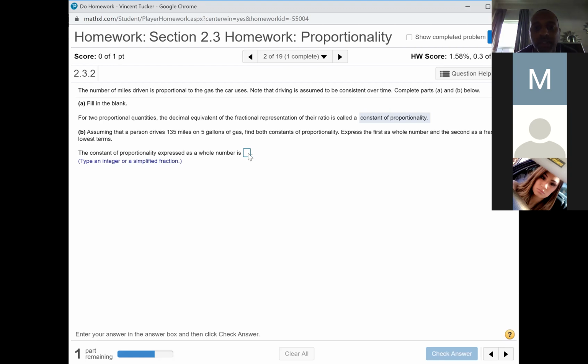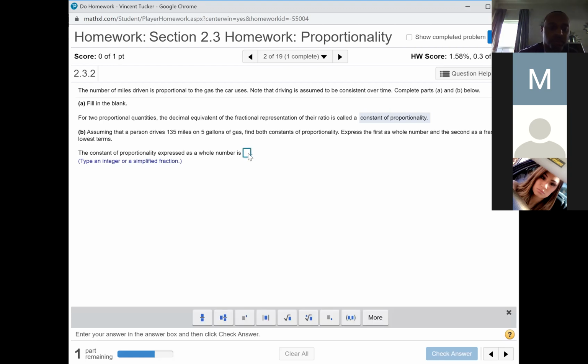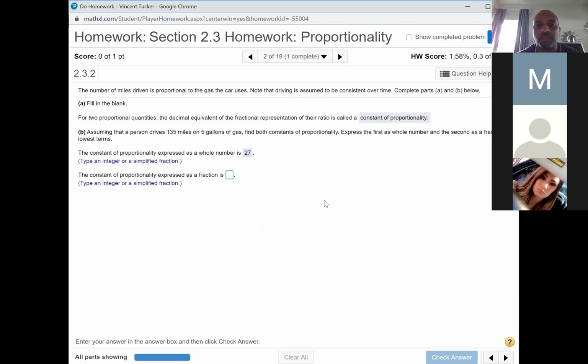I need to see if they got my books fixed. My book fixed. All right. So what I did here, it says that assuming that a person drives 135 miles on 5 gallons of gas, I believe we talked about proportional. What, at my other class? We talked about proportion in this class. Yeah, I think so. Ratios, rates, and proportions.